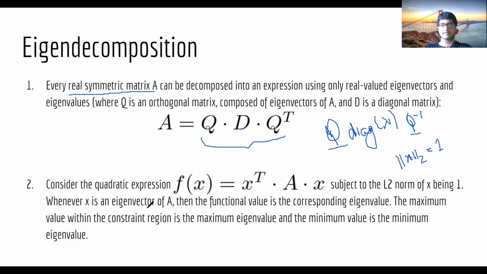Now mark that whenever x is an eigenvector of A, then the functional value is the corresponding eigenvalue. Why? Because this Ax is going to be, let's say the corresponding eigenvalue is lambda, so this is going to be lambda x.